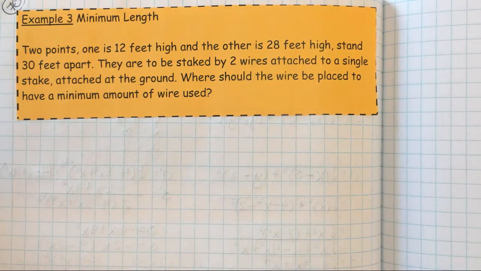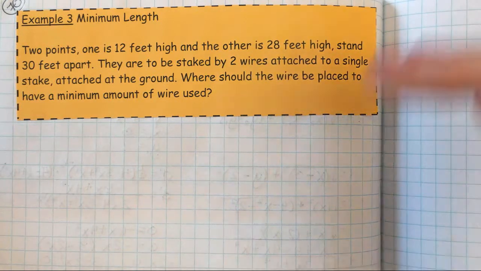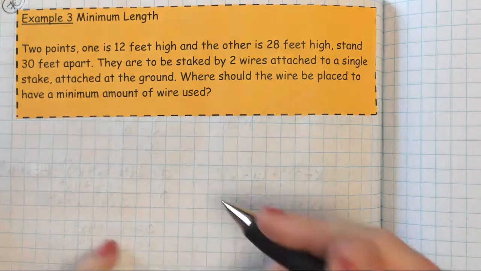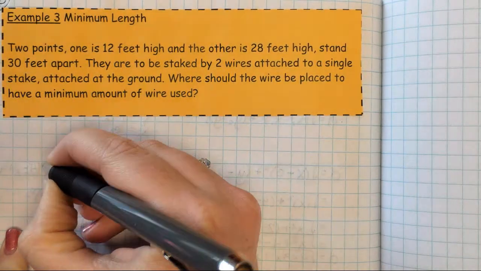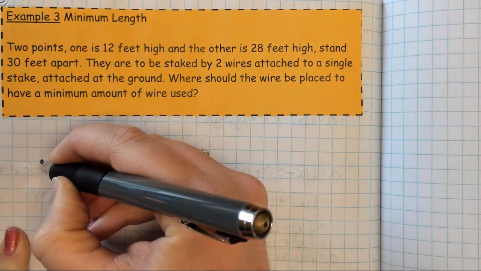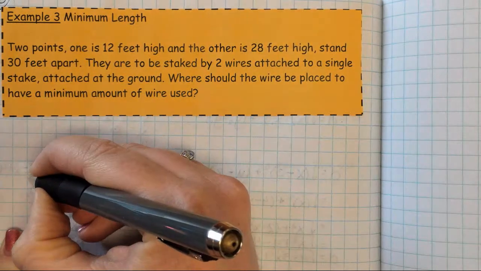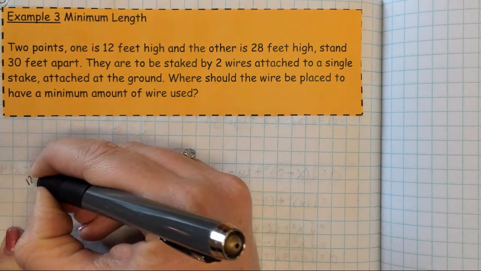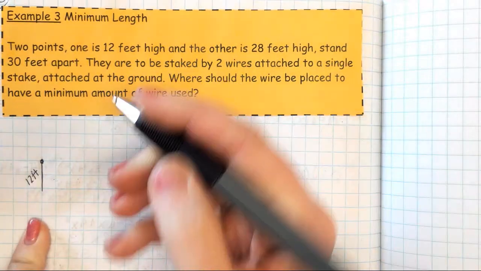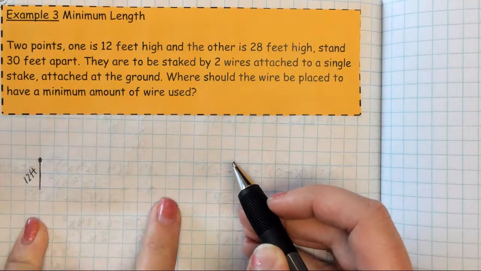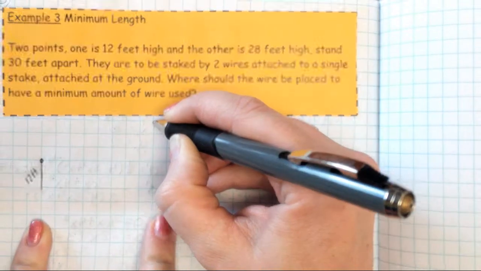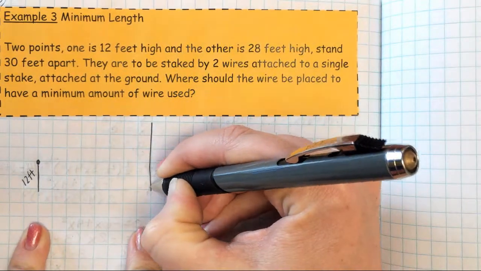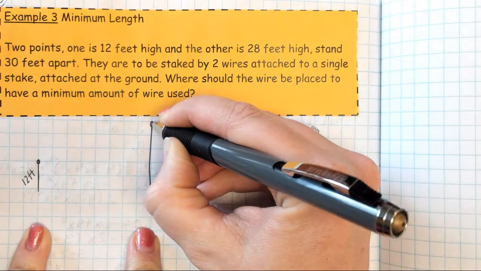So, the first thing we need to understand is what's actually happening in this problem, okay? So, we have this right here, we have one stake right here. It says it's 12 feet high. So maybe I'm just going to go ahead and label this with a 12 foot. And then over here it says we have another point that's 28 feet high. So hopefully the ground is the same length, and there's my other point, there's 28 feet.